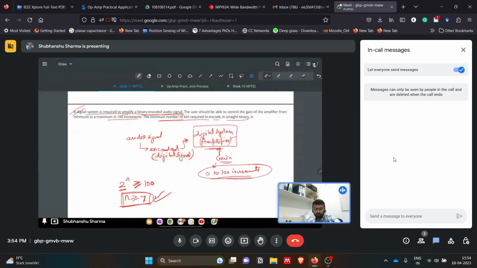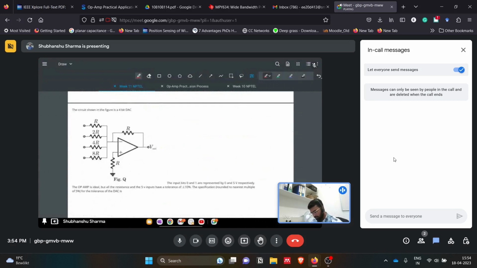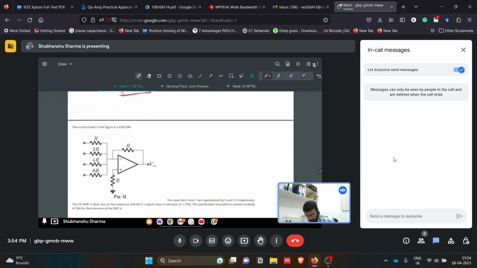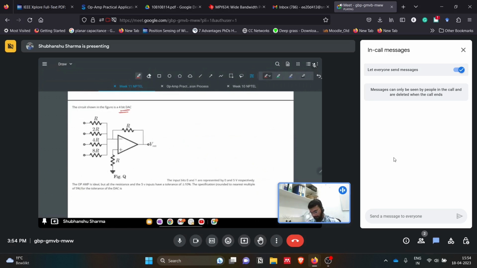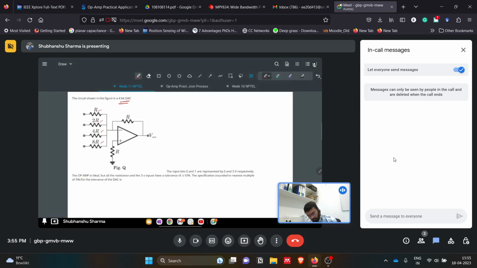Then the next question is based on a weighted resistor DAC system. The circuit is shown in the figure, which is a 4-bit DAC. So we have R, 2R, 4R, and 8R. The input bits 0 and 1 are represented by 0 and 5 volts respectively. The op amp is ideal.